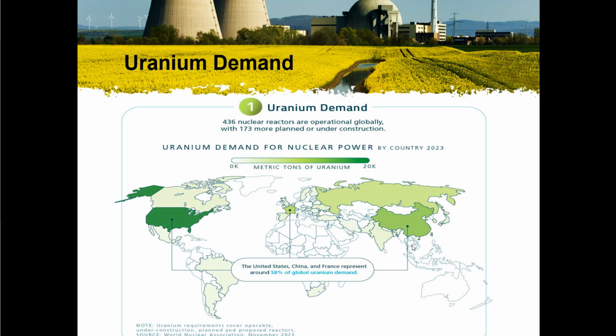So this is just a quick overview of the demand and the supply right now. In terms of the demand, currently there are around 436 reactors globally, and then around 173 more are planned or under construction right now. So you can see there are a lot of planned and under construction reactors.